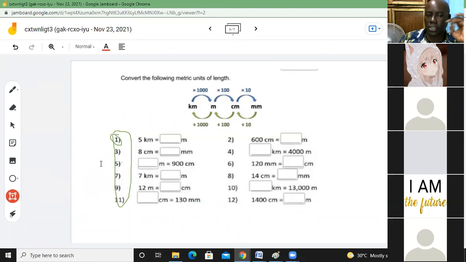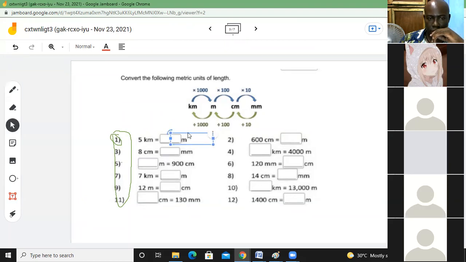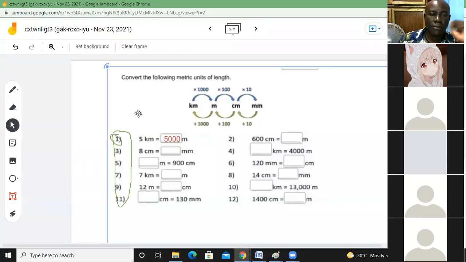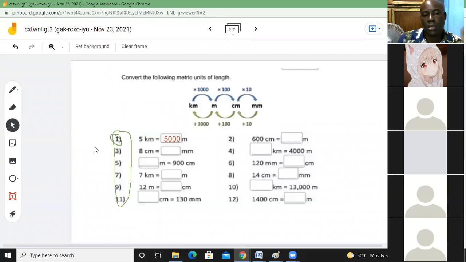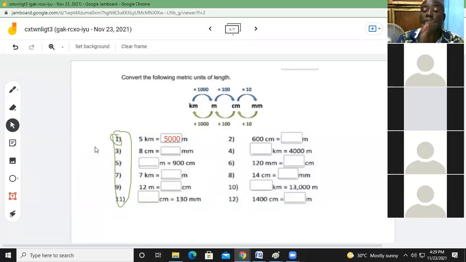Kaiser, what do you have for number one? For number one, I got 5,000 meters. Exactly. I'm just putting answers now. 5,000 meters is correct. I need some confirmation from anybody. Agreed, sir. All right, very good. Whenever somebody gives an answer, if you feel like something is off, you could say it so we could discuss it.